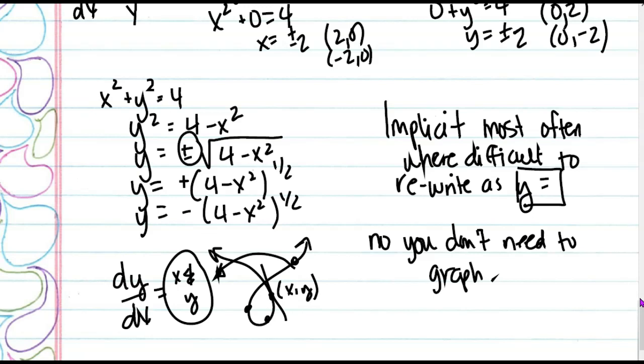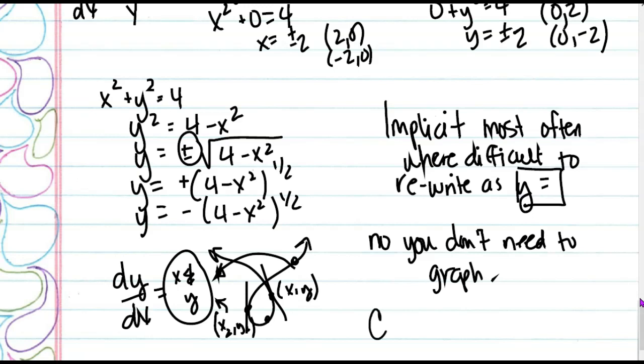We would have a different x value over here, x2, y2. We would plug those into the derivative and find the slope for this particular tangent line. Each x and y value would have its own slope. All right, so there you go, implicit differentiation.